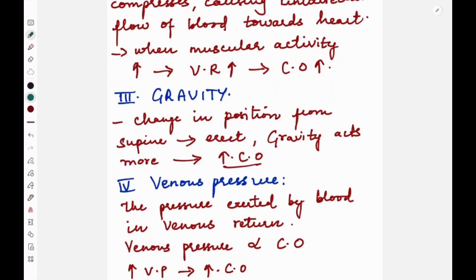So we have already discussed this point that gravity acts more on a person when the person is standing, whereas when the person is lying, gravity acts less. So whenever the person changes position from sleeping to standing, gravity acts more on the body. Because of that, the cardiac output will be more. Why? Because the heart has to pump more blood to supply the upper parts of the body, because the blood is pulled downward by the effect of gravity. Okay, this is about gravity.